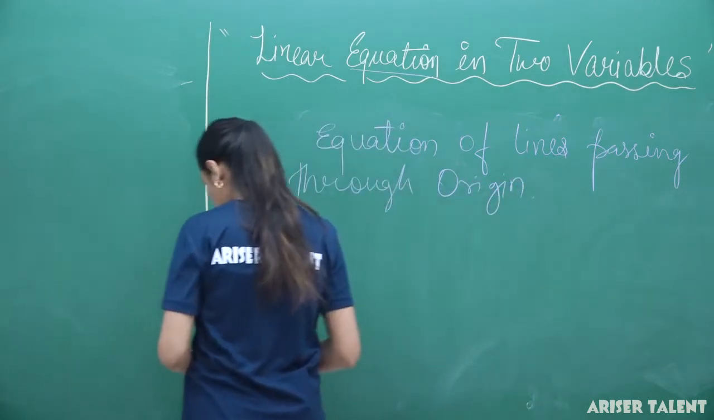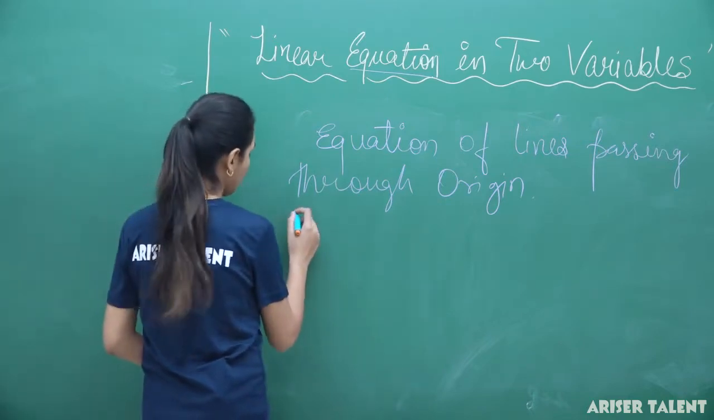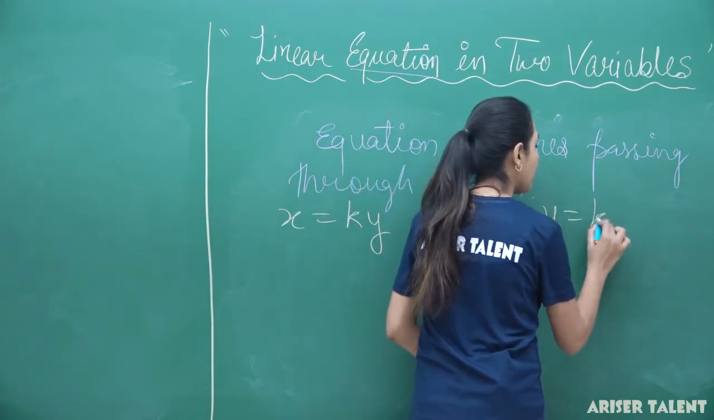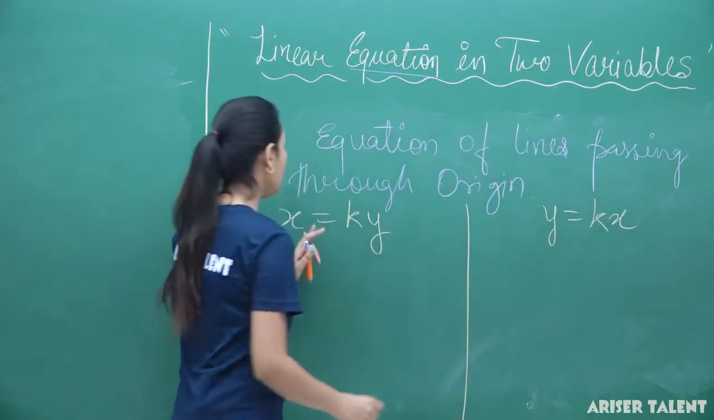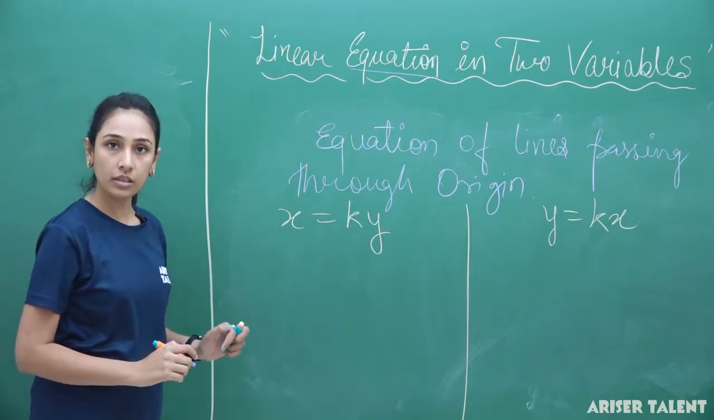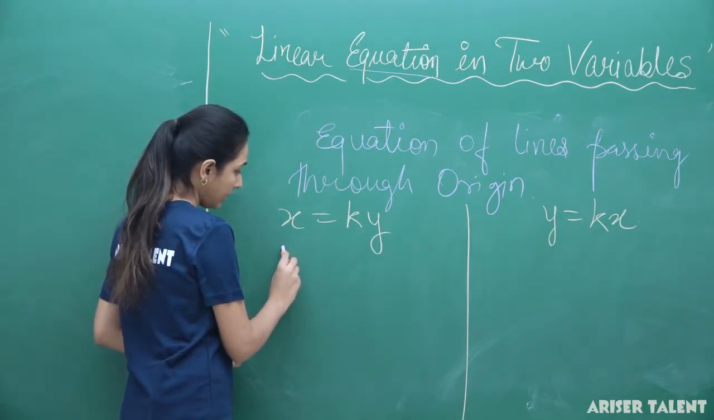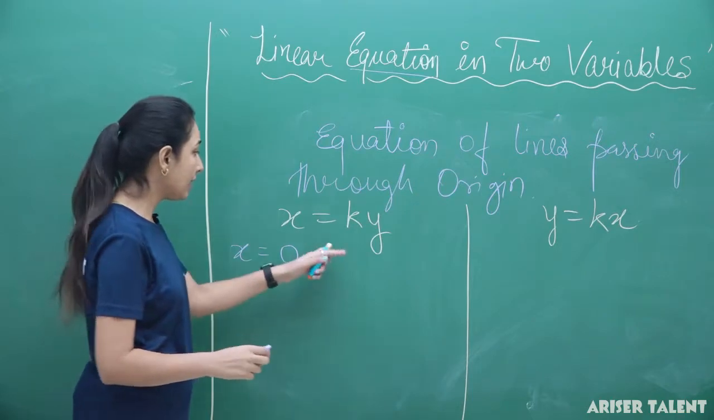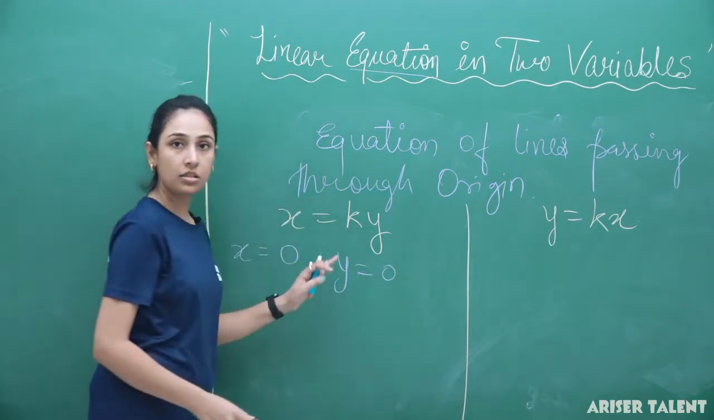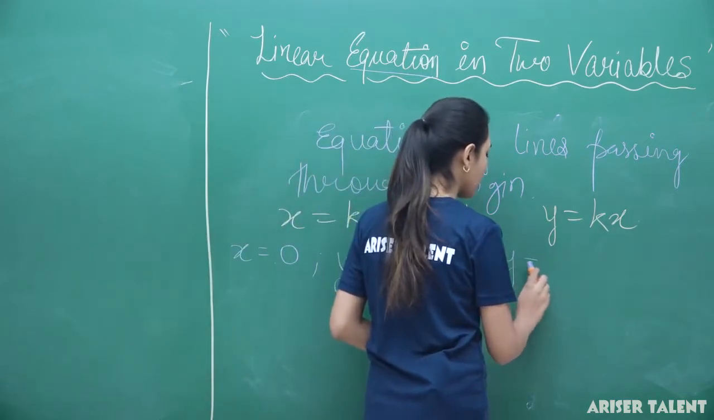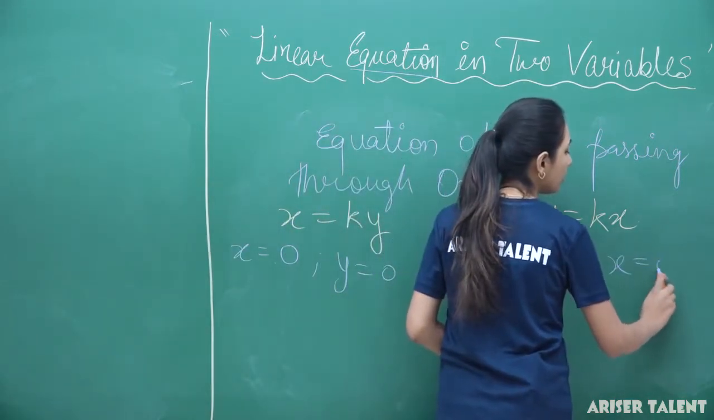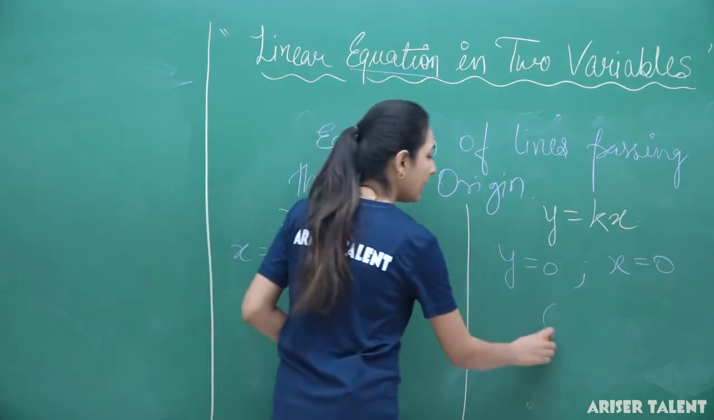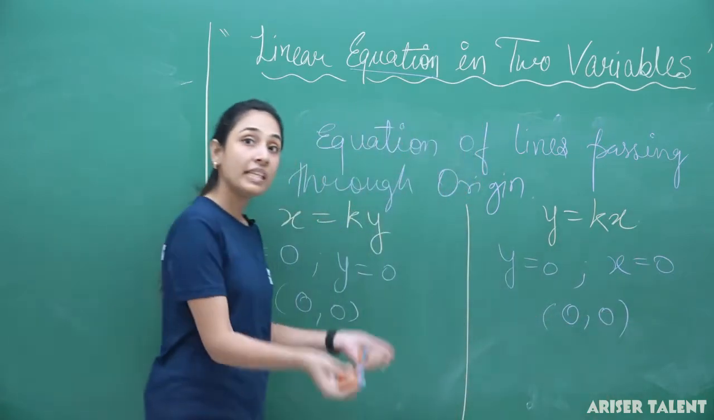So we have two equations right there. The first one is x equals to ky, the second is y equals to kx. In both kinds, if we put x equals to 0, we'll get y equals to 0 in this situation. Here if I put y equals to 0, I will get x equals to 0. So that means one solution is 0 comma 0 here, and one solution is 0 comma 0 here.